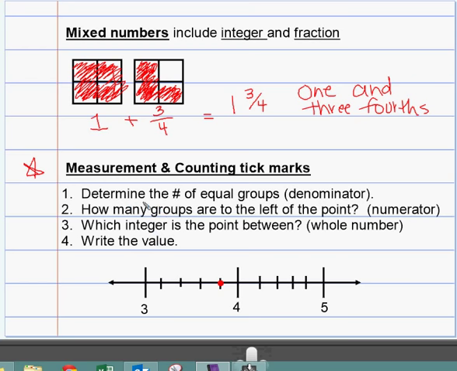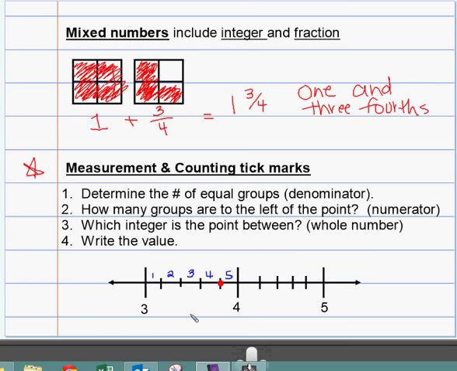We're going to go through step 1. Determine the number of equal groups, and that will be your denominator. So you need to look at your example here, and I'll change to blue ink so that we don't get mixed up with the point. We need to identify what value this point represents. First we need to know how many groups are in this section, 3 to 4. So there's 1 group here, 2 groups here, 3, 4, 5.